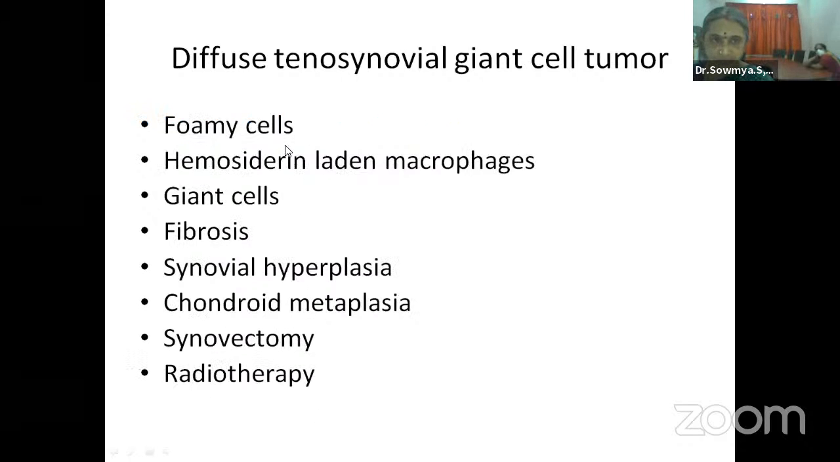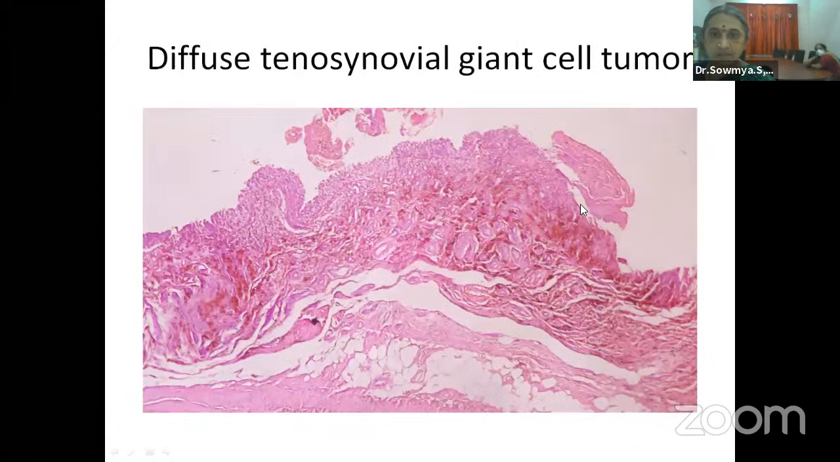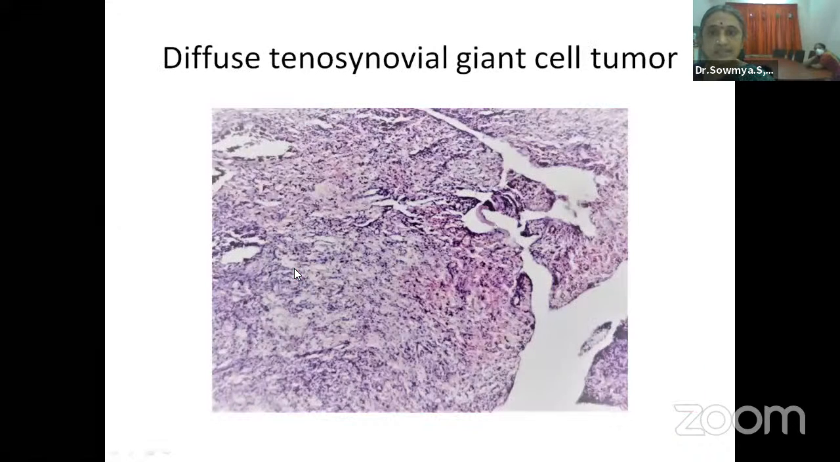So once again, you see all these findings. We have already seen this. So you can see this villous proliferation, hemosiderin, and the foamy cells. You can see ulceration of the synovial lining. This was the photograph I had shown earlier. Villous proliferation. It is very characteristic, very irregular.